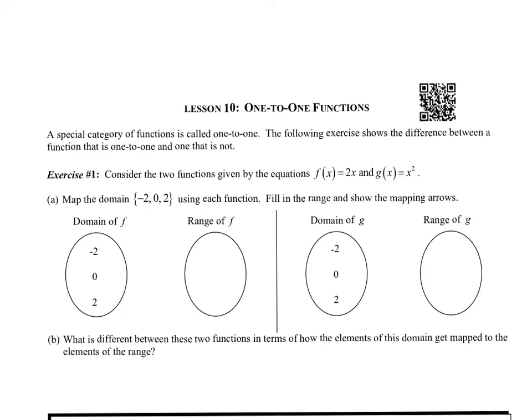Exercise 1. Consider the two functions given by the equations f of x equals 2x and g of x equals x squared. So they're actually telling us right off the bat that they're functions. We don't even need to figure that out. Map the domain -2, 0, 2 using each function. Fill in the range and show the mapping arrows. So what they did here was, for each function, the f function and the g function, they already set up the maps and they already put the domain in for you. And they want us to figure out the range.